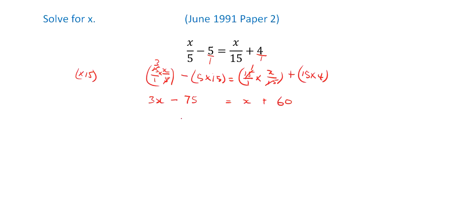Alright, so we put all the x's on one side, so we end up with 3x minus x is equal to 60 plus 75. 3x minus x gives us 2x, and 60 plus 75 gives us 135. So therefore x is equal to 135 over 2. Right?